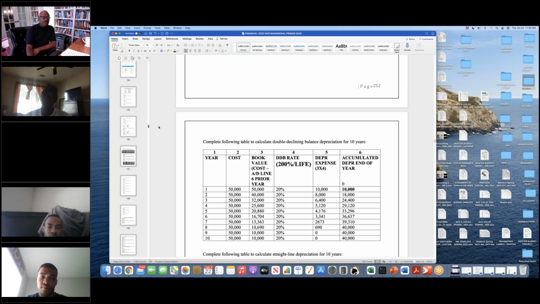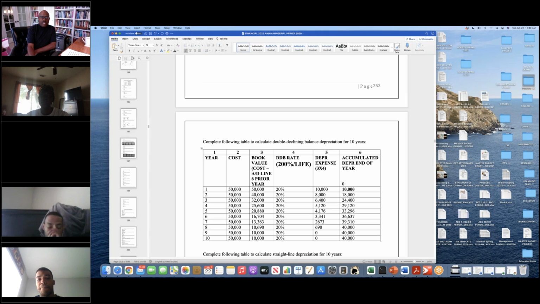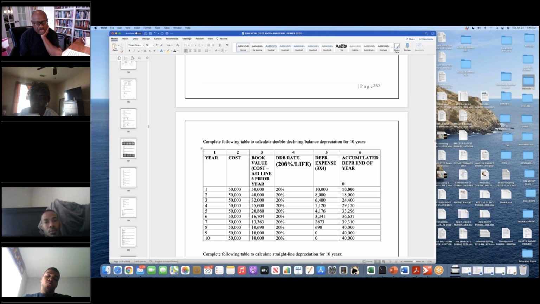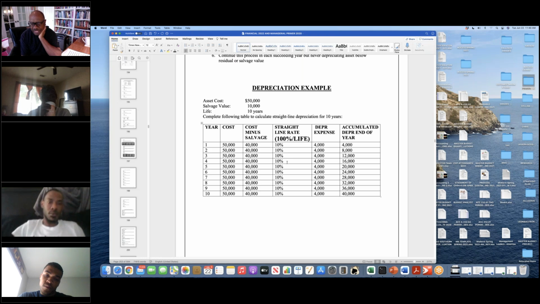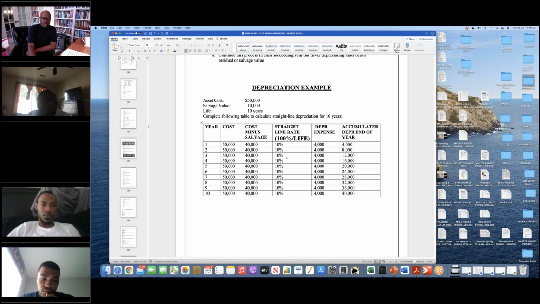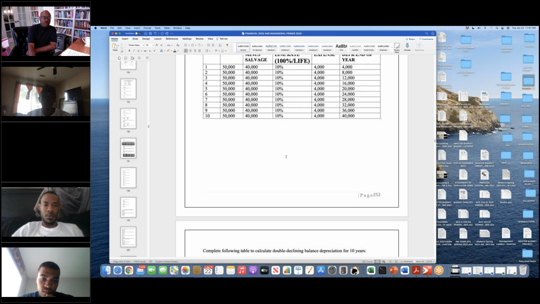Are we dividing or multiplying? Multiplying. Okay. So to get the rate, we divide. Okay, so the DDB rate is 200 divided by the life. The straight line is 100% divided by the life. So to get the rate, we are dividing. But then to calculate the expense, we multiply. So we get a rate, then we multiply. Any questions?